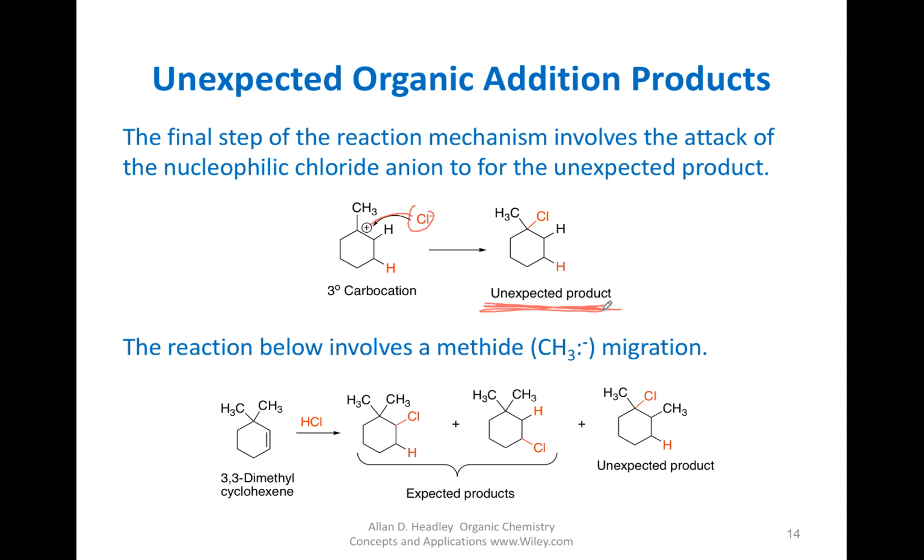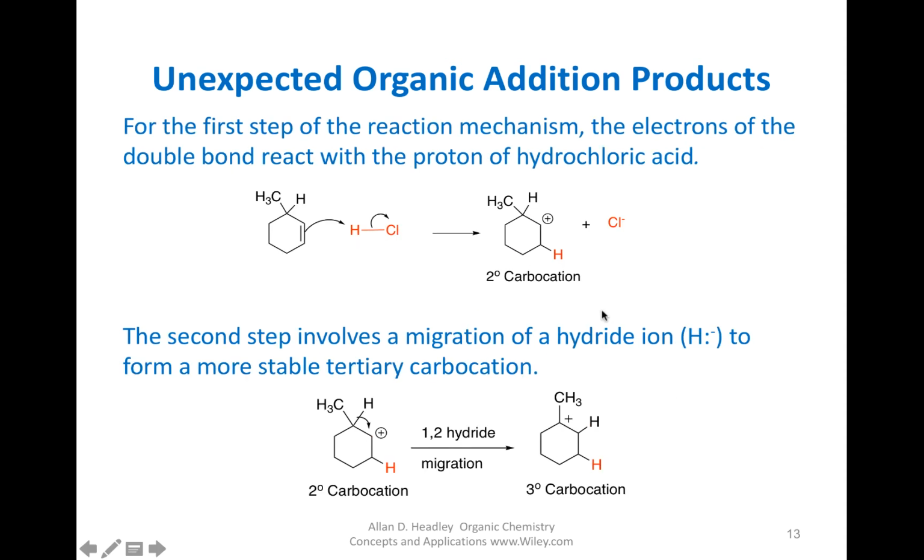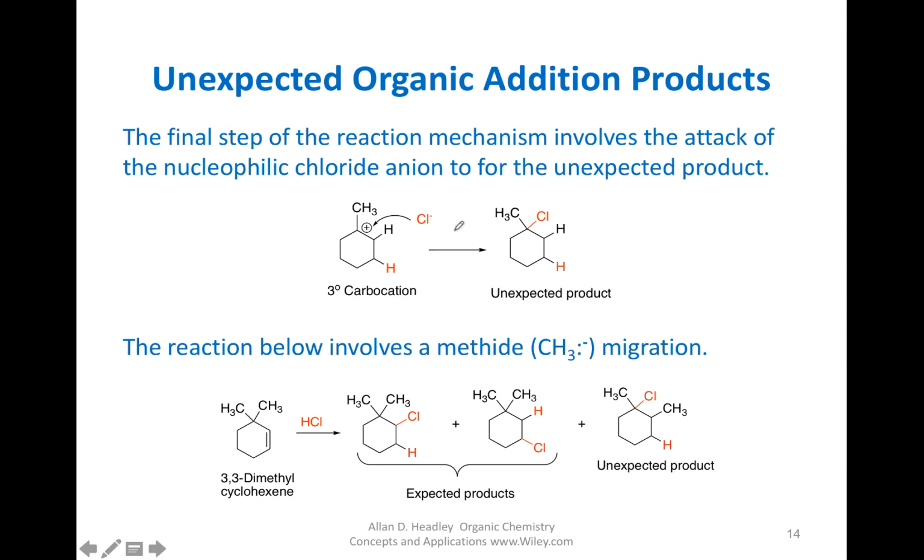It would be a three-step mechanism where, of course, let's go back here for a second. This would be the first step of the mechanism, step number 1. Step number 2 would be the hydride migration. And of course, step number 3 would be the addition of the Cl minus to the carbocation to form the unexpected product. So there are 3 steps for this mechanism, and as we have defined earlier, a mechanism is a step-by-step description of a reaction.